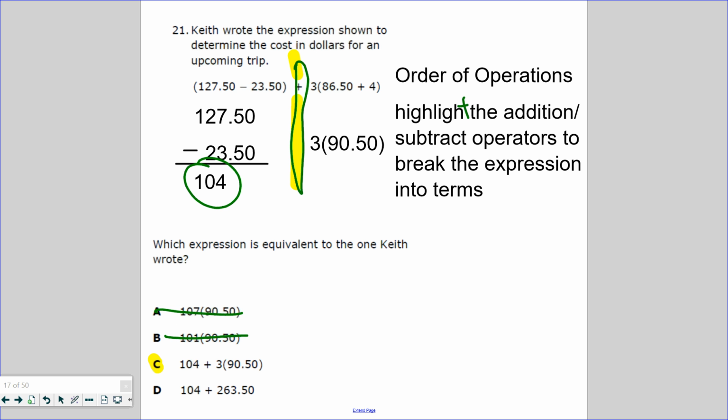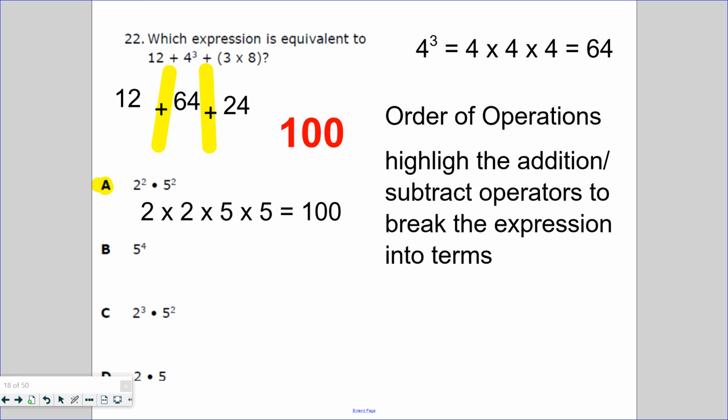These two are wrong. The right side is 3 groups of what? If you add 86.50 plus 4, it is 90.50. So C is the one that makes sense. So the left side is 104. The right side is 3 groups of 90.50.